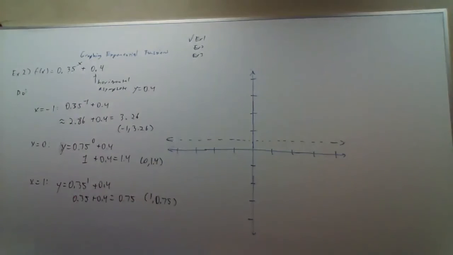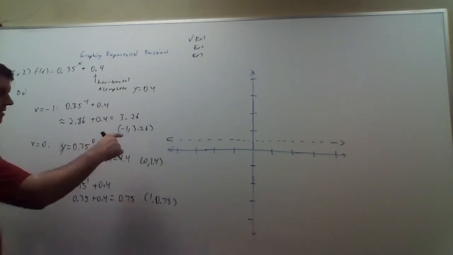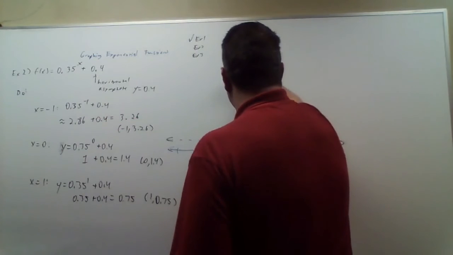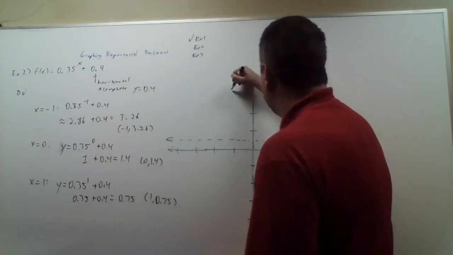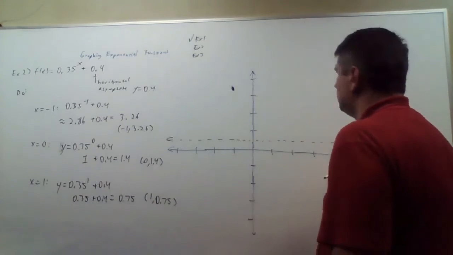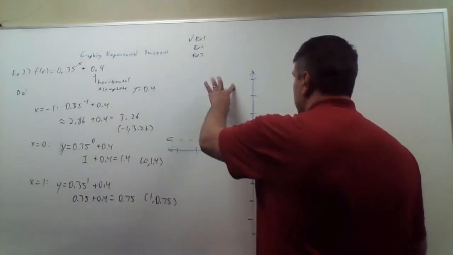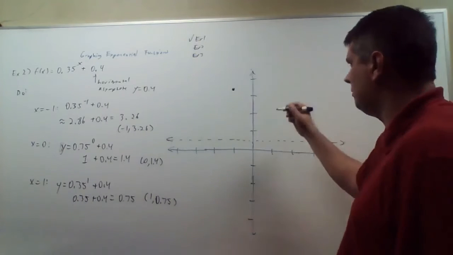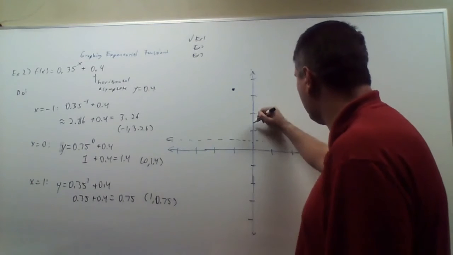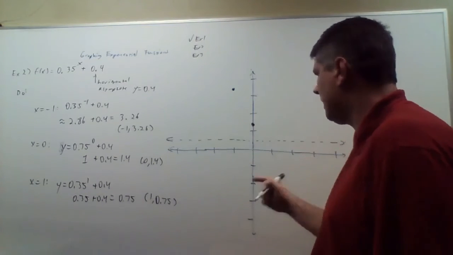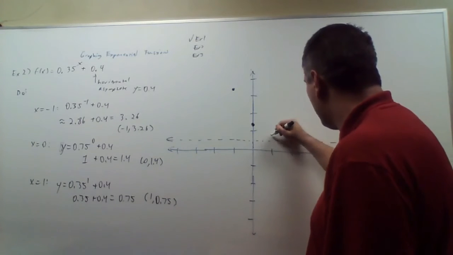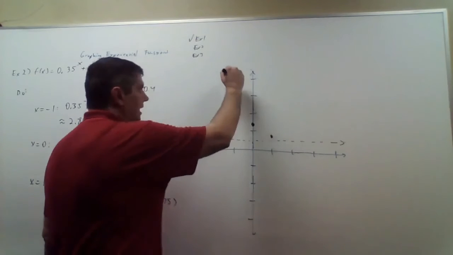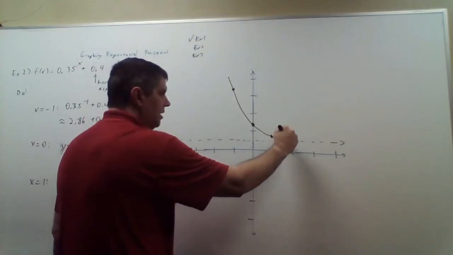All right, and having plotted the asymptote, we'll go ahead and take care of the points. Negative 1 and just a smidge above 3 1/4, maybe about right here. So 0, 1.4, and 1, and about 1 and 3/4 of the way up. Remember, it's going to have to be a curve because it has to avoid the asymptote.